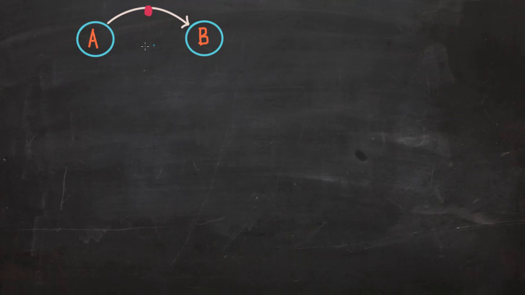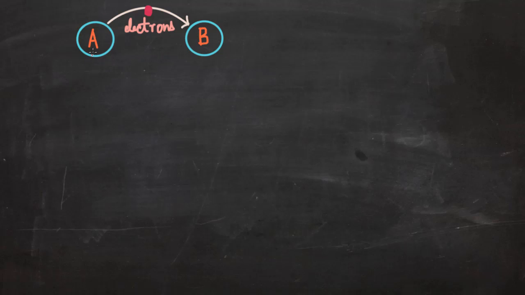Let us see an example. So we have an atom A and another atom B. Atom A is losing an electron and atom B is accepting that electron. So this pink dot here denotes an electron. So atom A is losing an electron, atom B is gaining an electron.